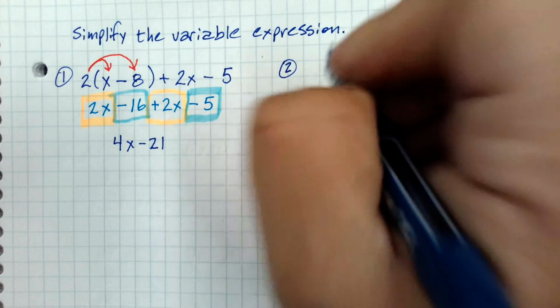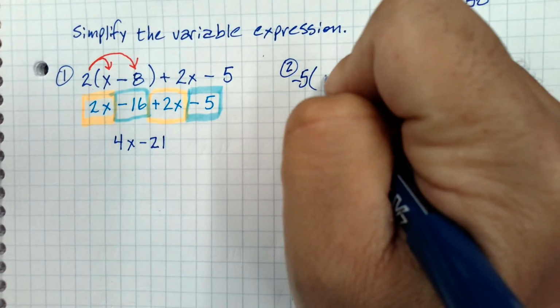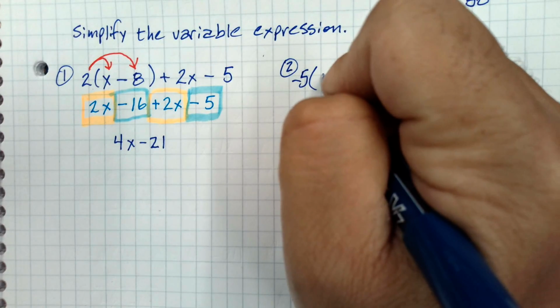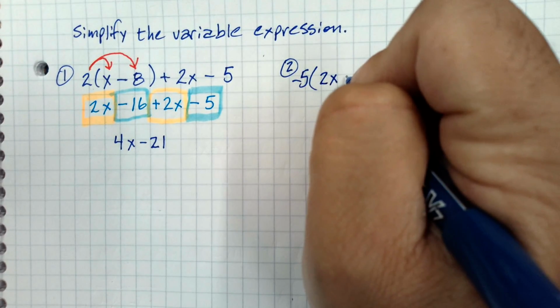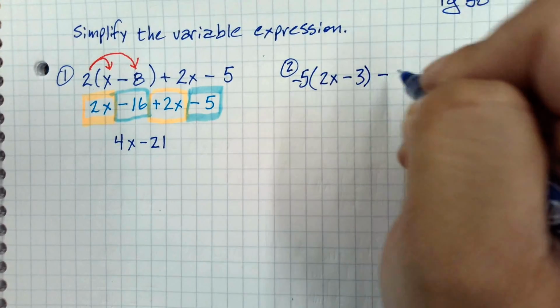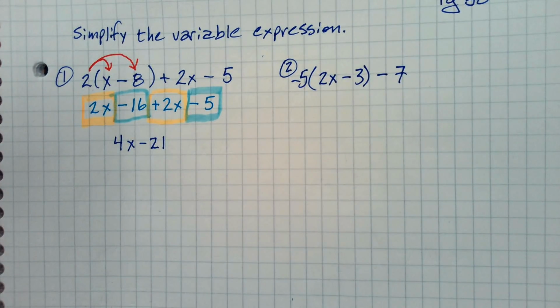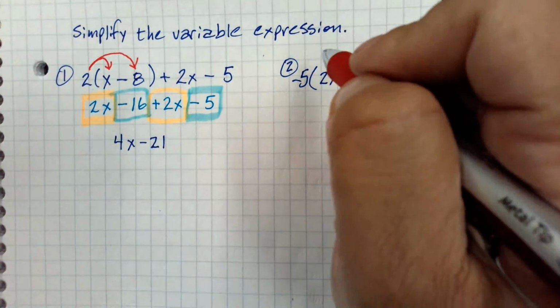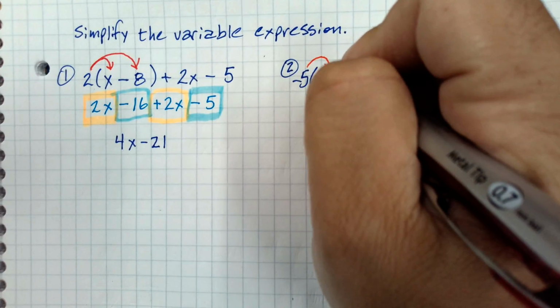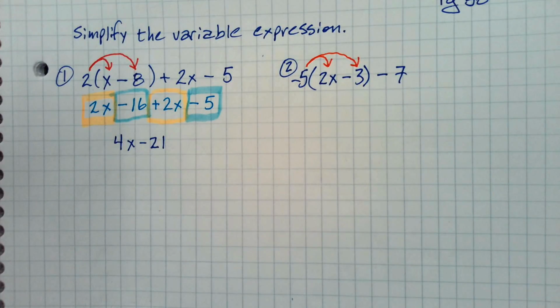Number 2. Let's do negative 5, and then we're going to do 2x minus 3 minus 7. Okay? Let's try this one. Again, let's start with distributing, guys. Negative 5 multiplied through by 2x minus 3.